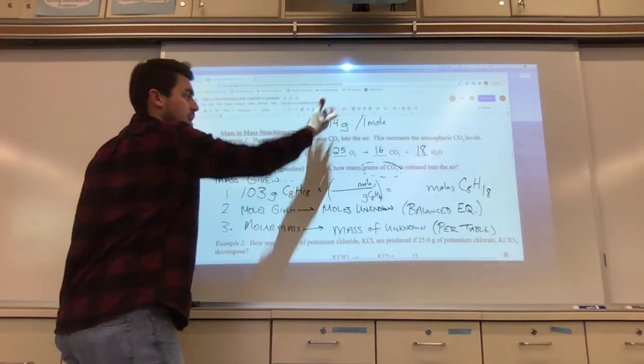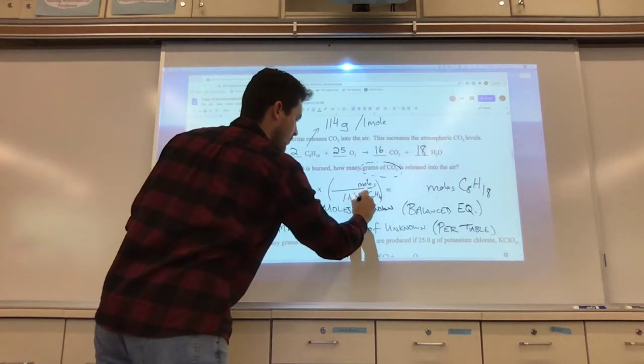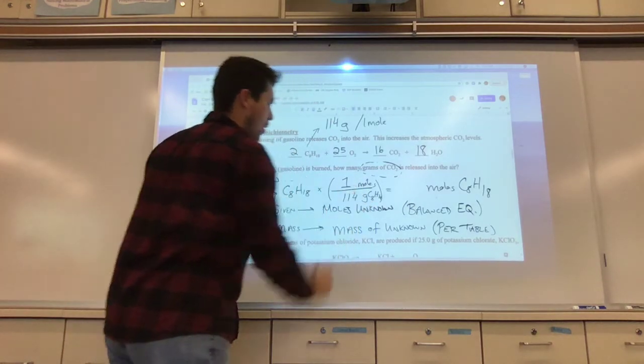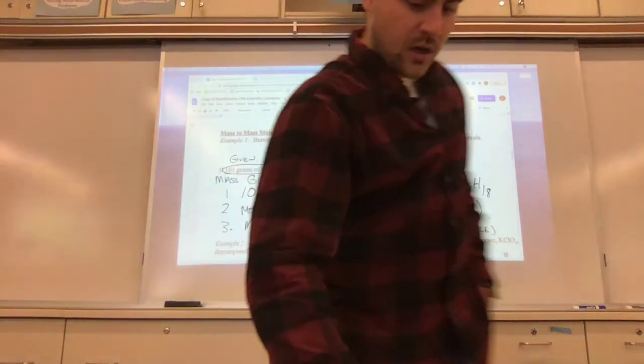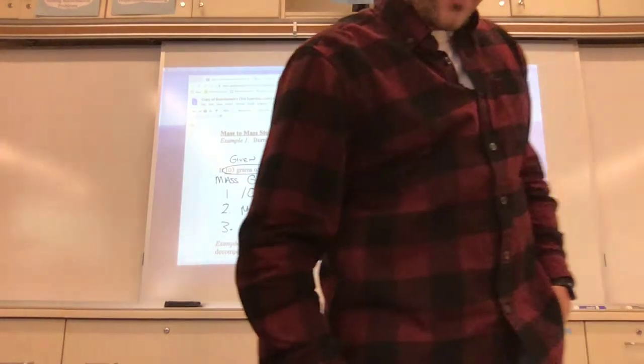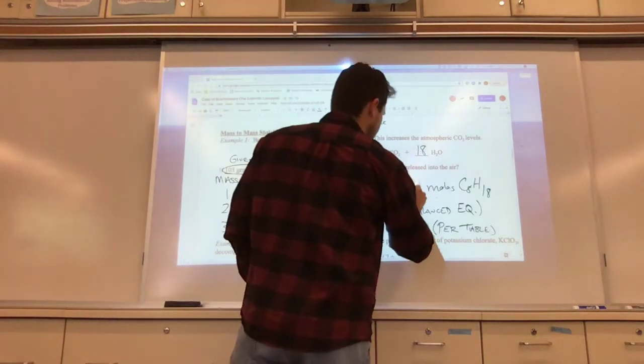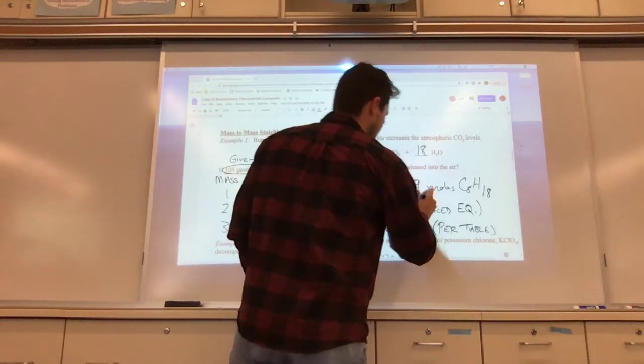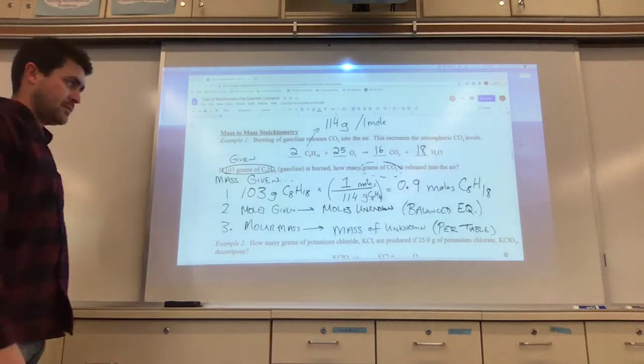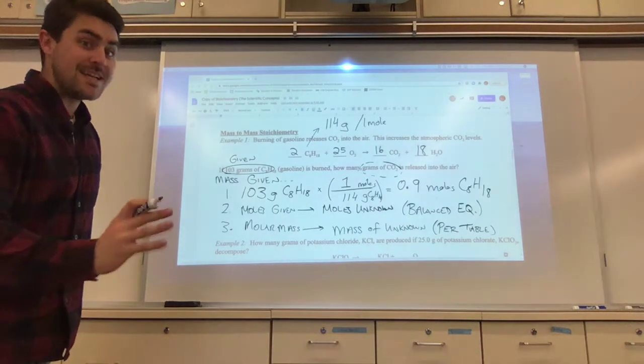What's my ratio? Here it is, 114 grams in 1 mole. That ends up being 103 divided by 114. I get about 1 mole. It's like 9/10 of a mole. We'll call it 0.9 moles. There's our first step. First step done. Next step.